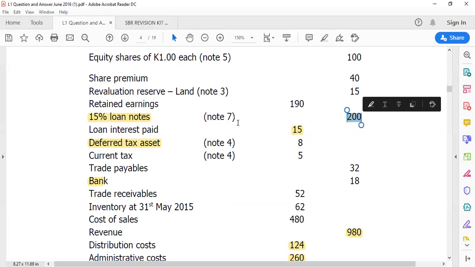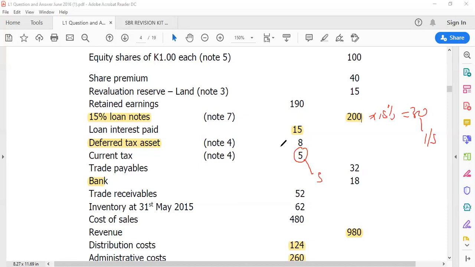Simply multiply 200 by 15%. Once you multiply 200 by 15%, how much are you getting? Let me just punch it quickly because of course I have to do it. So I'm going to say 200 multiplied by 15%. Yes, there we go, we have 30. So what do you do? You simply get the 30 and post it. So let me also write something here. Okay, so we multiply this 200 by 15%, we get our 30. This 30 goes straight to the income statement. Then we have tax. The current tax we have 5. Simply take it straight to the income statement.